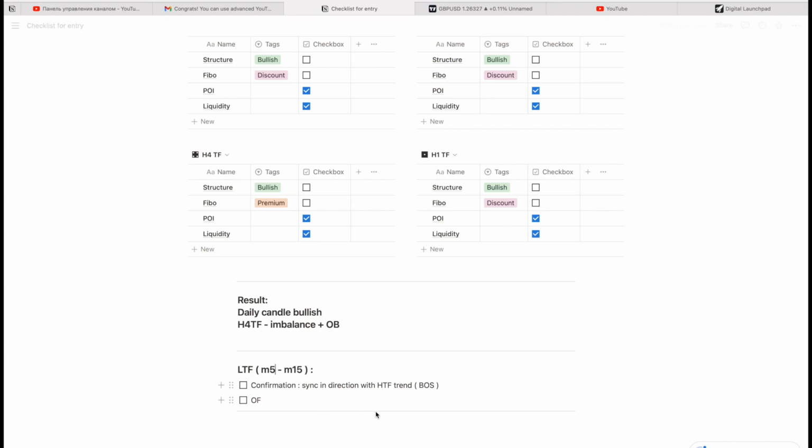The next step is confirming these zones of interest. For this, I use even lower time frames from 5 minutes to 15 minutes. I look for confirmation such as a structure break and observe how price reacts to our POI zones, what we call order flow, after which I open positions. These are the processes I go through before opening positions. Now, let's move on to a real chart.